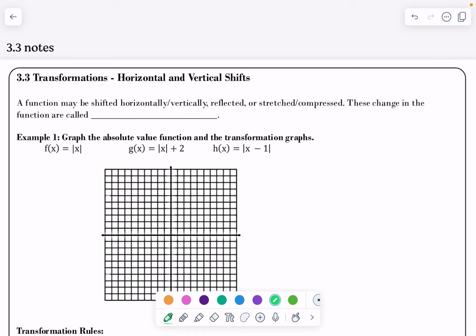Hey guys, this is going to be 3.3 transformation notes. In class, we shifted around the papers, so it should be in the correct order, and if not, you'll see the order that it should go in this video.